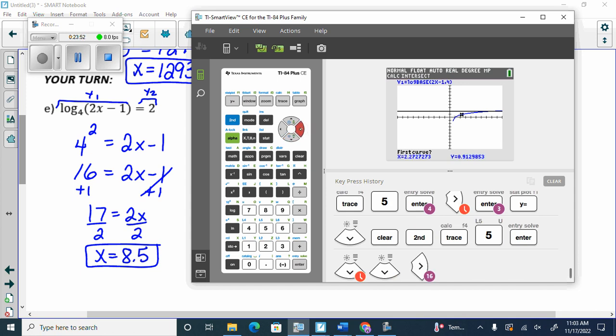You need to make sure you're near the blinker, like the blinker's where you're trying to find. And you get 8.5. Good, done.